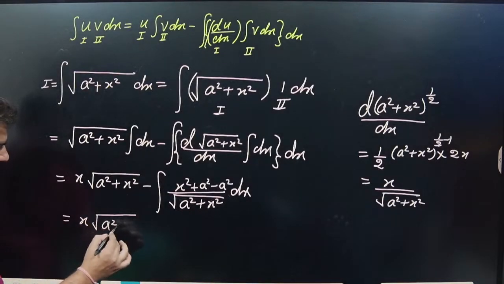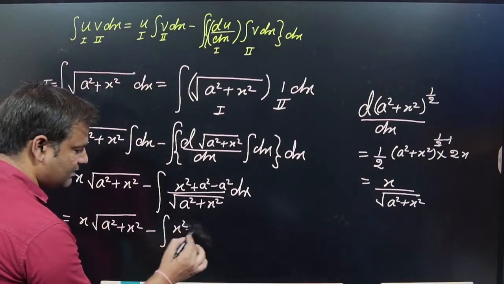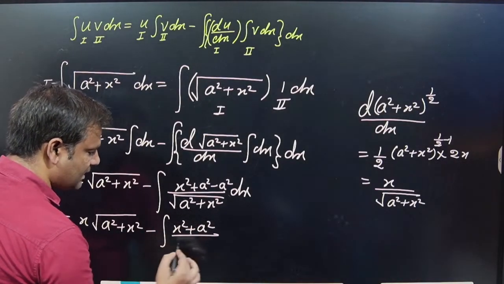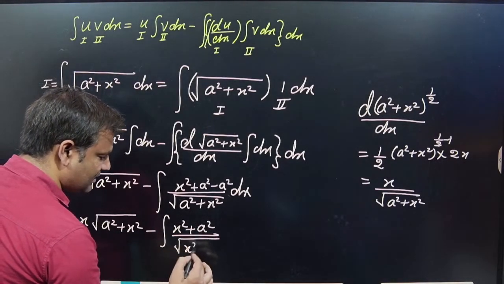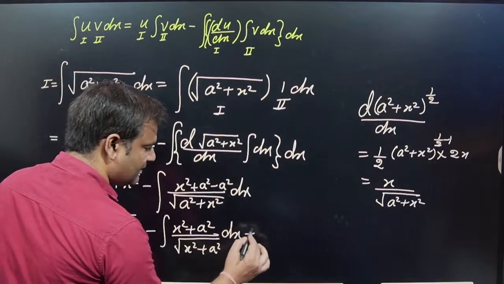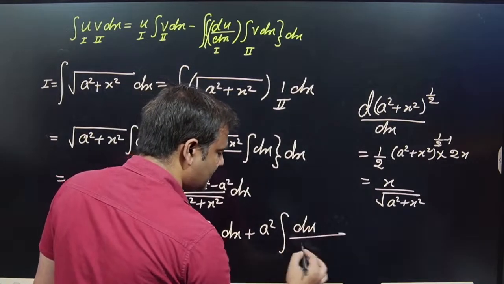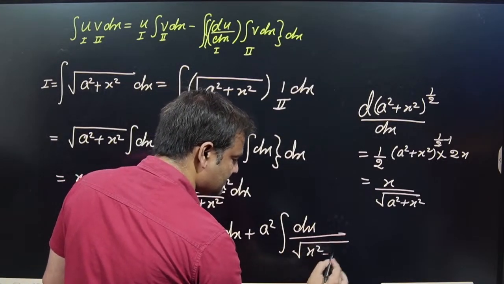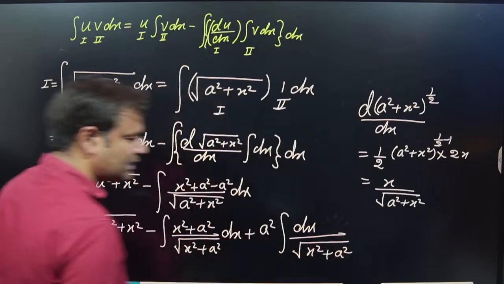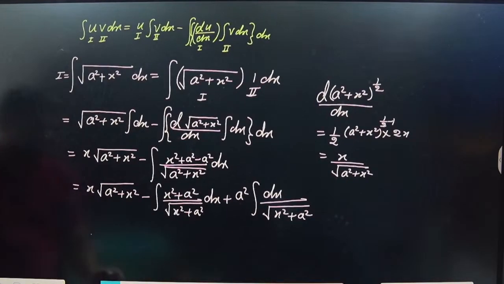Simply here, x square plus a square, and that one is also written as x square plus a square into dx, plus a square times the integration of dx divided by under root x square plus a square. Okay, look very carefully.